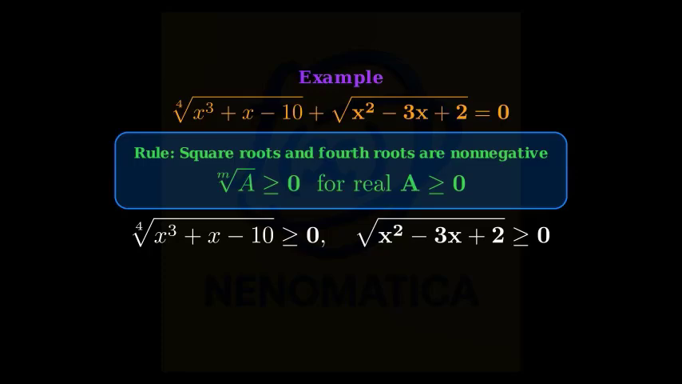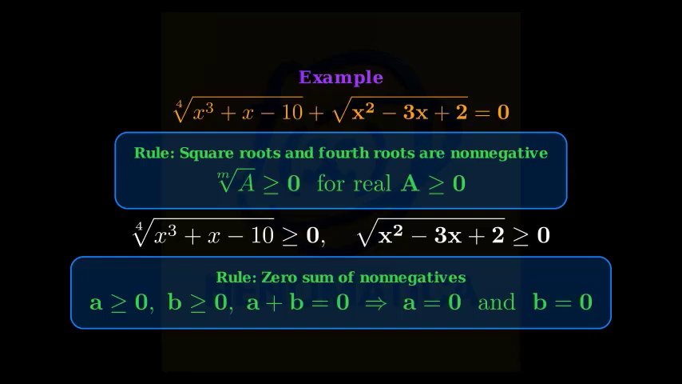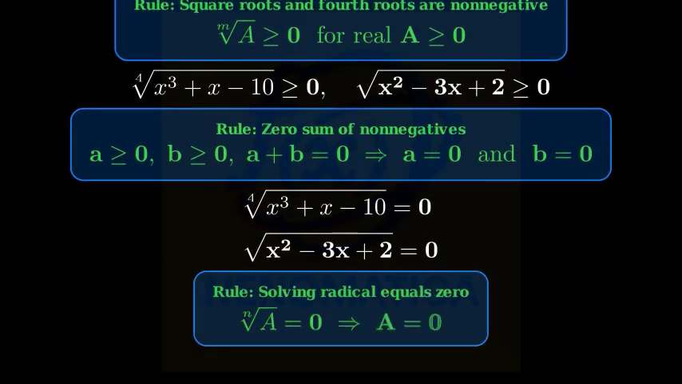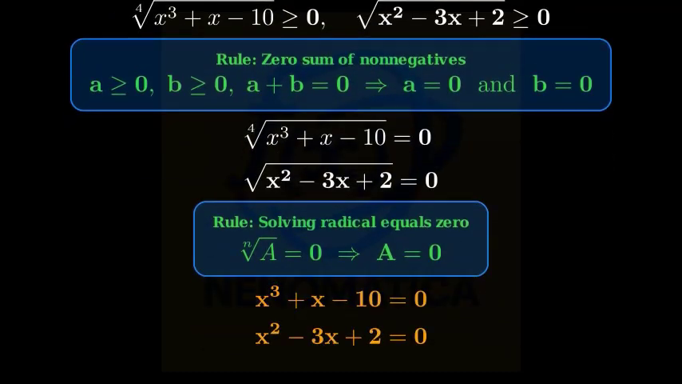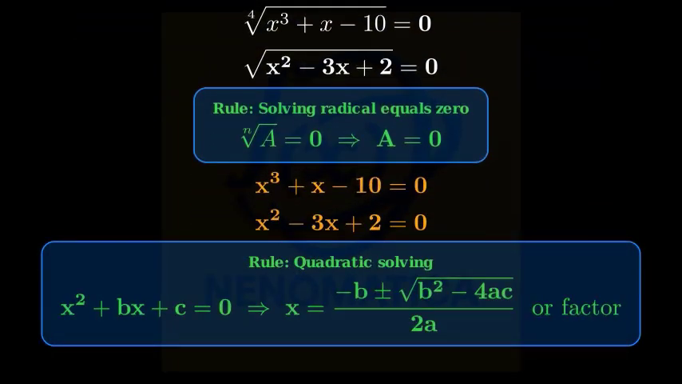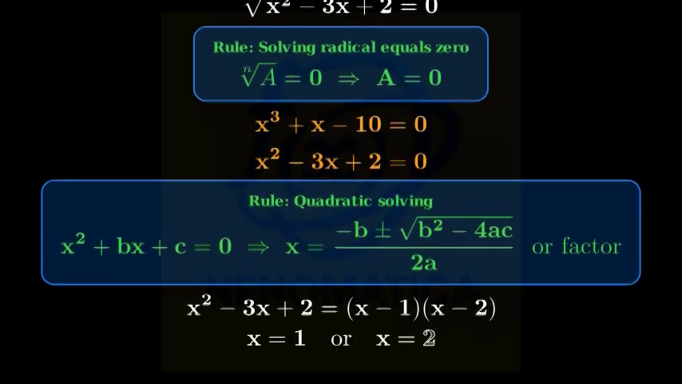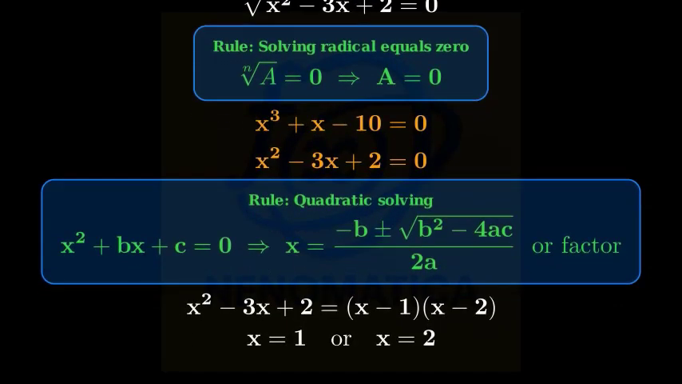Step 2. Apply the zero-sum property for non-negative quantities. If a plus b equals 0, and both are at least 0, then each is 0. This gives a system. The fourth root equals 0, and the square root equals 0. Setting each radical equal to 0 forces the radicands to be 0. Step 3. Solve the quadratic equation first to get potential solutions. We can factor or use the quadratic formula. Factoring gives (x minus 1)(x minus 2) equals 0.